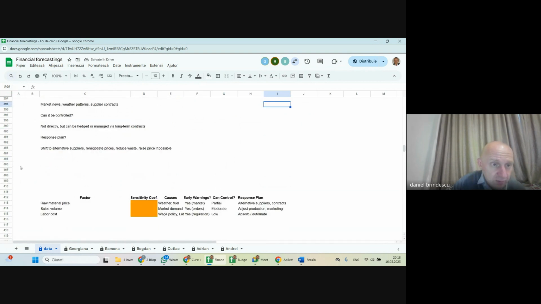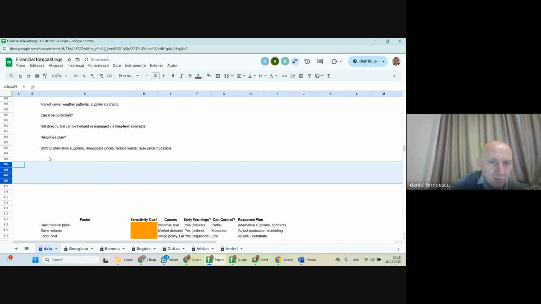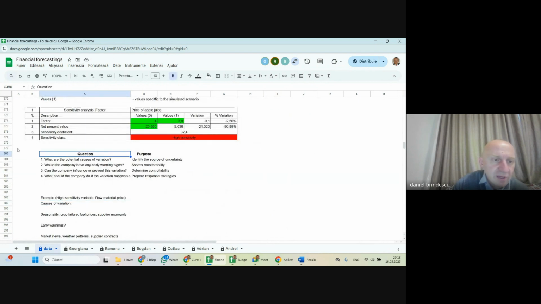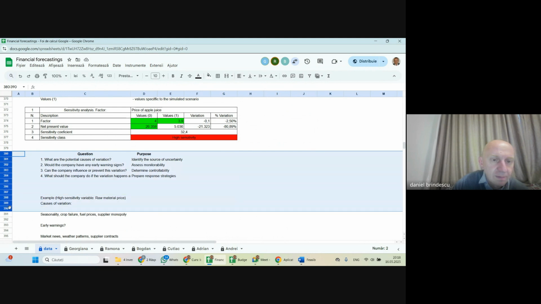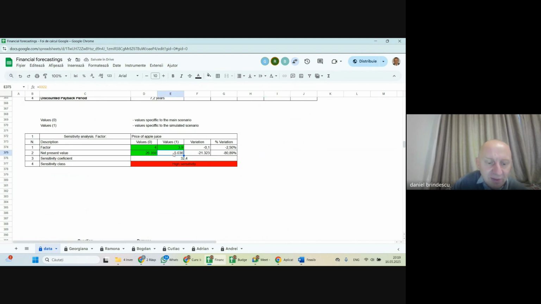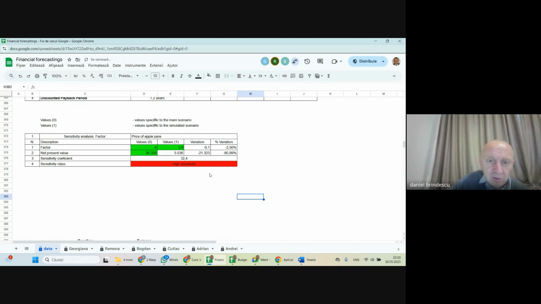Once you've done it, copy paste the value of the net present value. Make sure that you do so. So this table is completely, the links are broken from everything else.